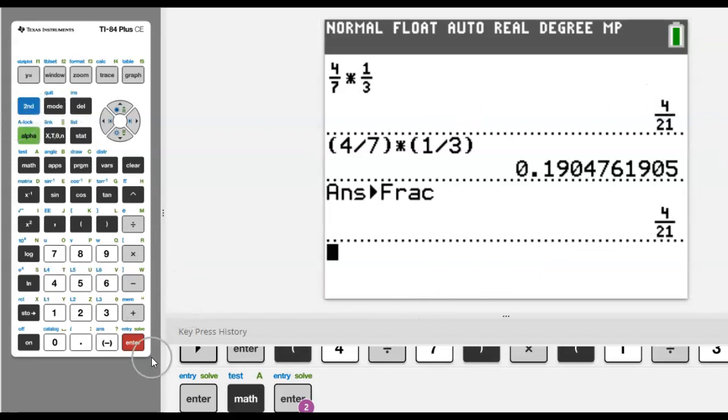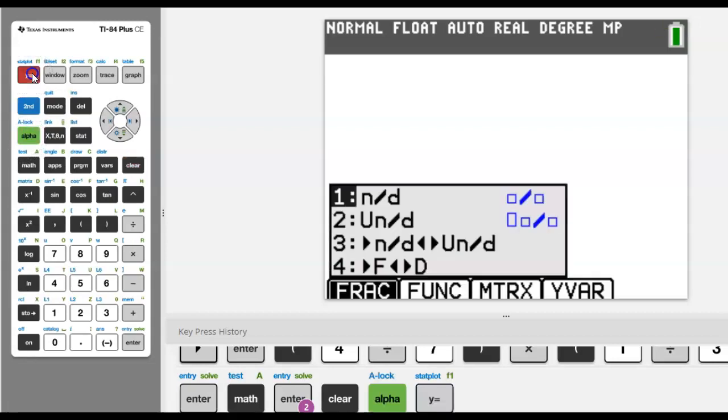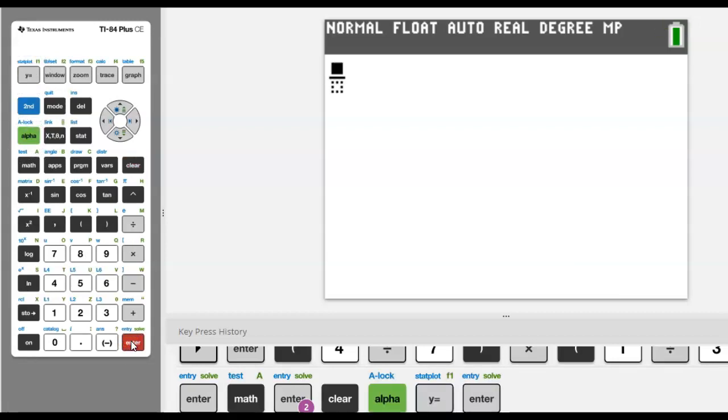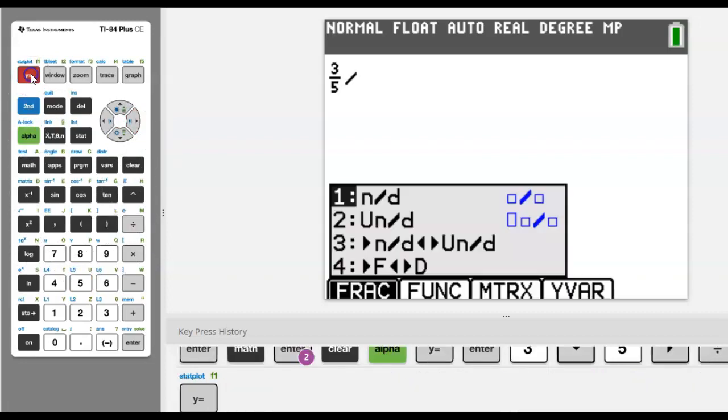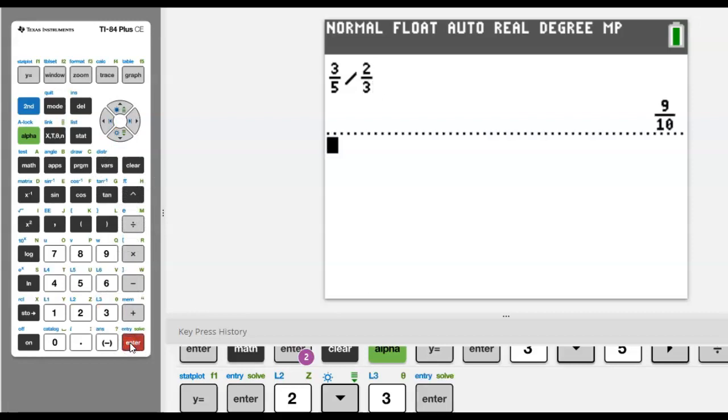Okay, let's do the division that most students struggle with. You go to Half Y, enter, and then you have your 3 divided by 5, and you want to divide it, so division, and then you go to the fraction again, Half Y, enter, and you have 2 divided by 3, and you enter. Ta-da! It gives you the simplified form.